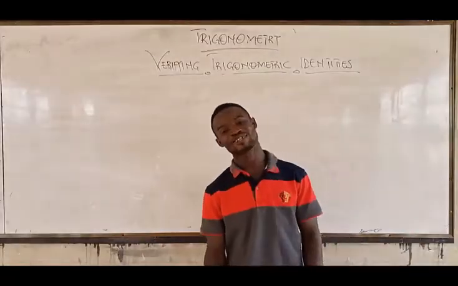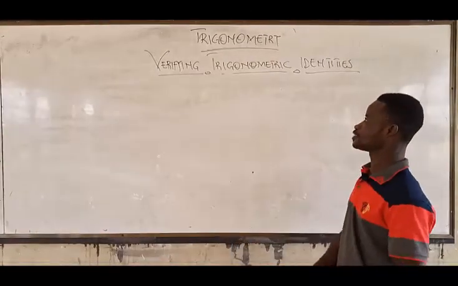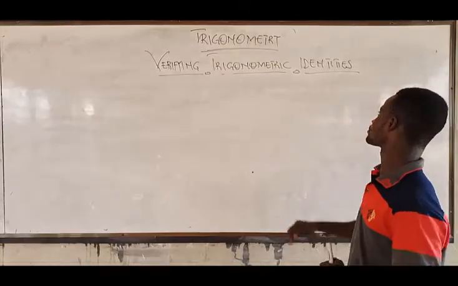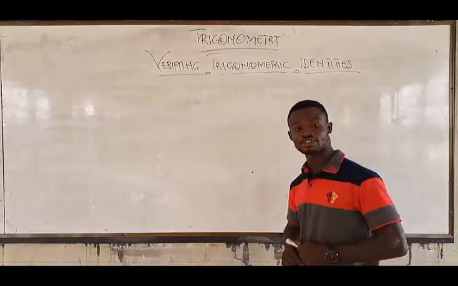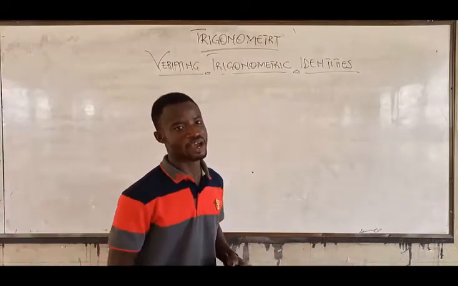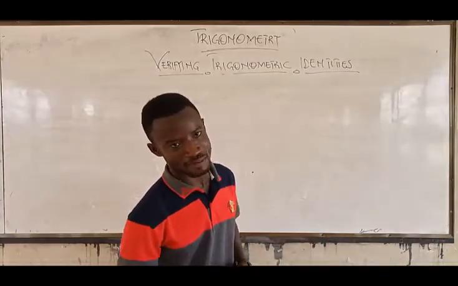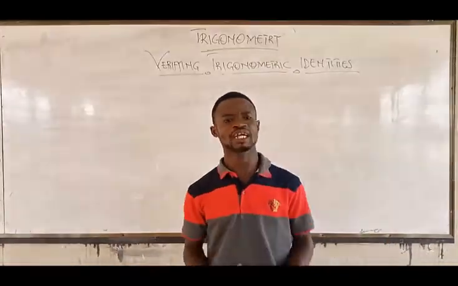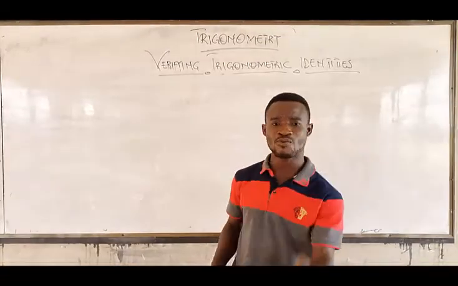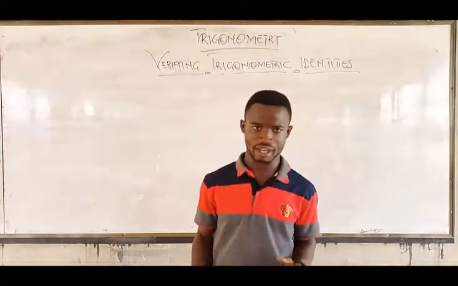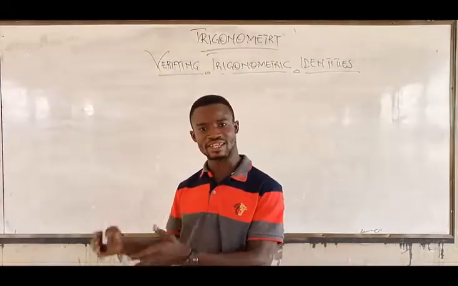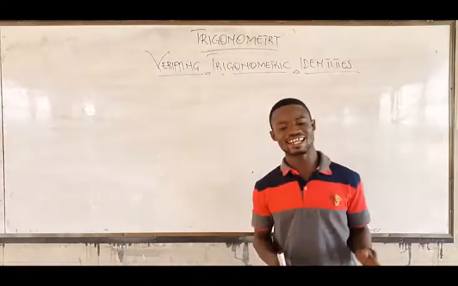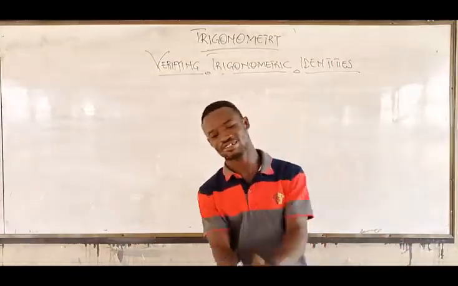But as usual, we are still telling you the course trigonometry, and where are we? Verifying trigonometric identities. By the end of this whole topic, you should be able to verify identities by working with one side, and also verifying identities by working with both sides. So we are going to go by one side, then later we go by both sides. In fact, it's going to be interesting.